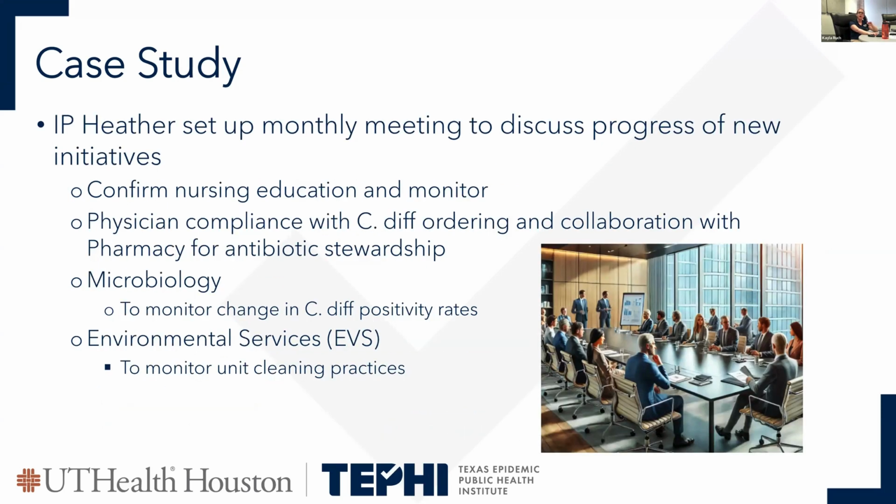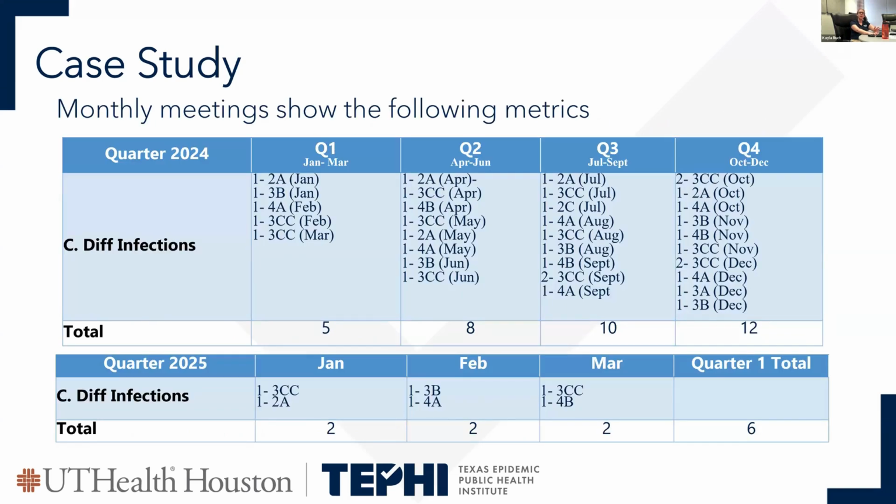After we do all this, IP sets up monthly meetings to discuss new initiatives. We'll confirm education has been rolled out, and review physician compliance, microbiology, and environmental services, and discuss what is going on with the initiatives and how we are trending. Then in March, we see the following. After rolling all this out in January, February, and March, we start seeing our C. diff numbers drop, which is great. A total of 6 for the quarter.